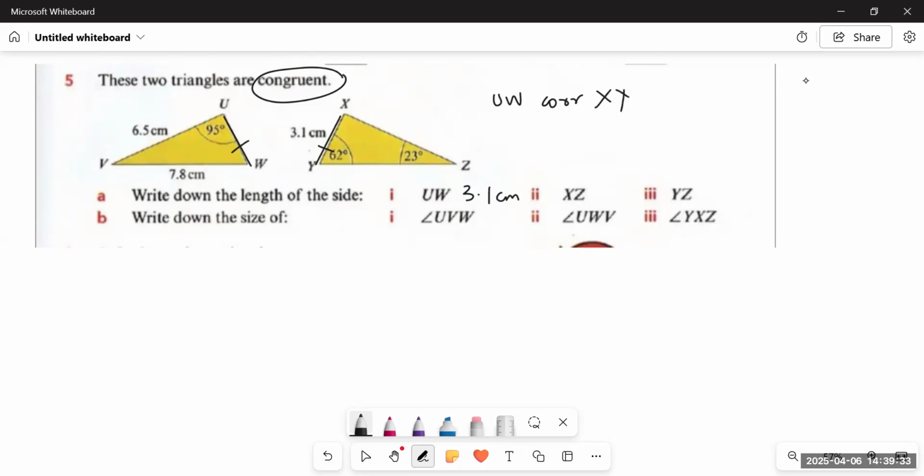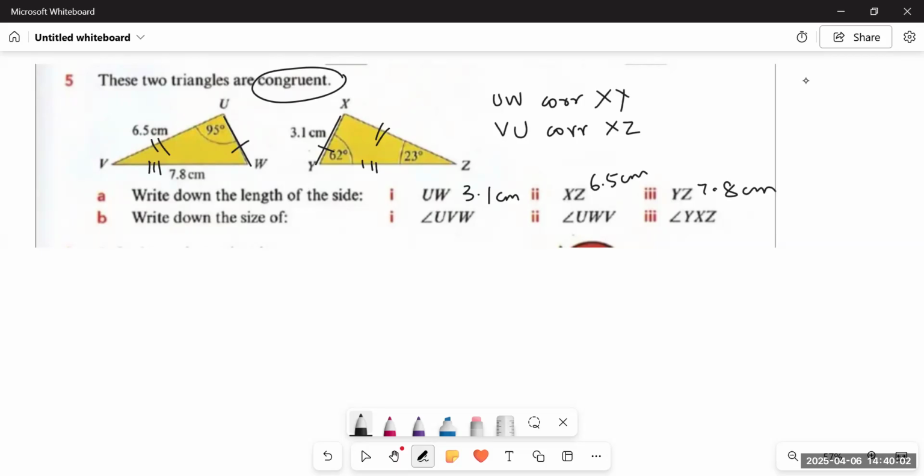Similarly, we have to find XZ next. XZ is corresponding to VU, so it would be 6.5 centimeters. And then comes the third part, that is YZ. YZ is corresponding to VW, so it would be 7.8 centimeters, right?